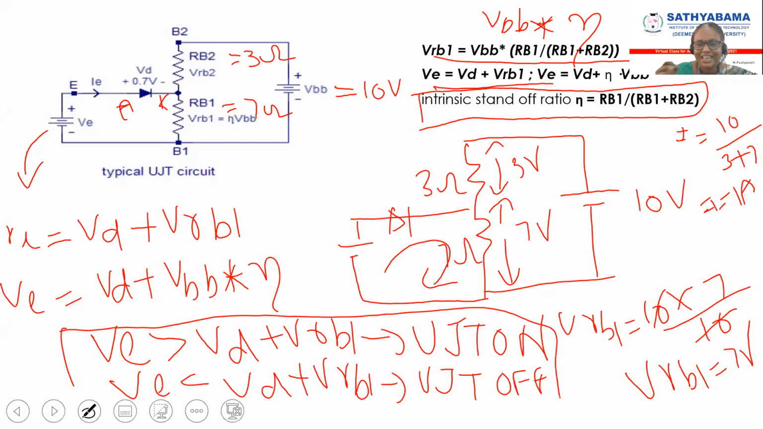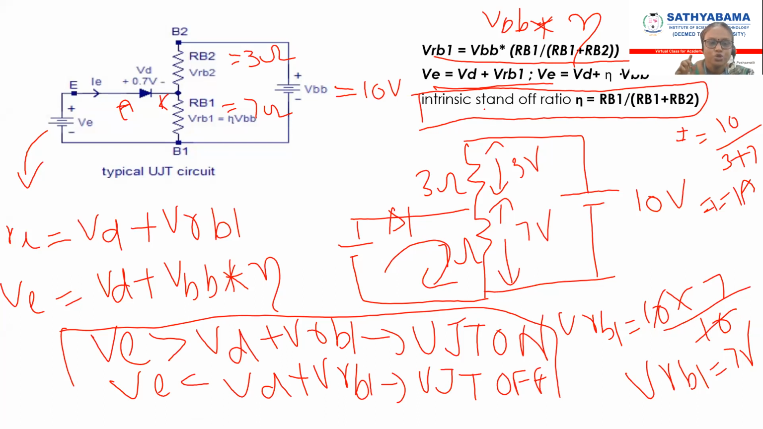So we have seen what VRB1 is, and we first kept the emitter open. Emitter open, we are not applying any voltage. So what do we have to do? We have to increase my emitter voltage. Then only the UJT will be turned on. Is that clear? Have you understood this point? Yes, Indrasena, you have understood.